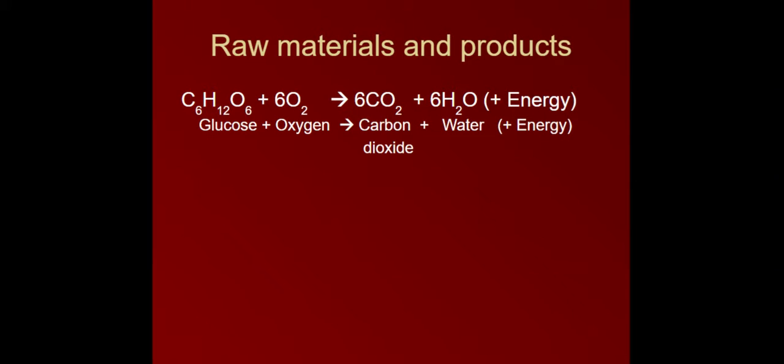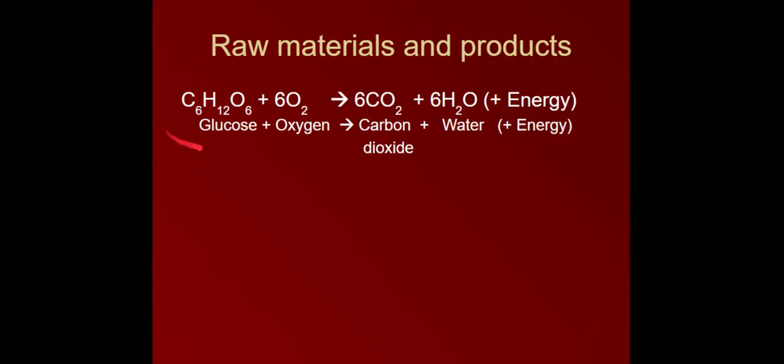It's important to understand how the structure of the mitochondria relates to the process of cellular respiration. With respiration, we have glucose as the main reactant, reacting with oxygen, which is producing carbon dioxide, water, and energy in the form of ATP.